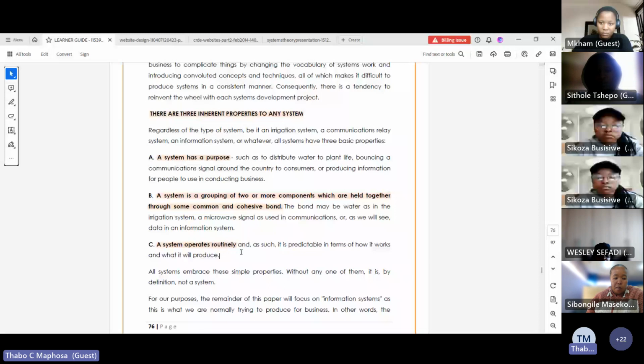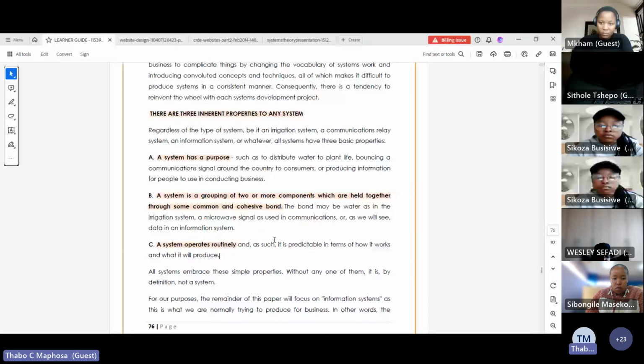The same applies with the human body. For instance, if your immune system is not working properly, how do you determine that? You notice that you're getting sick. The fact that you're sick means your immune system is not doing what it's supposed to do, something is wrong. Hence a system has to operate routinely. It has to be a routine, something that happens and is predictable. Everyone is supposed to be able to predict it. That is how a system works.